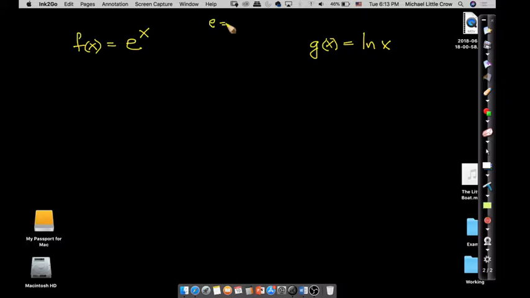I'll get you started. 2.72. Very good. Rounded, it's 2.718 something something, but we can usually use 2.72 approximately, so I should put some squiggles. So that's rounded to 2 decimal places.